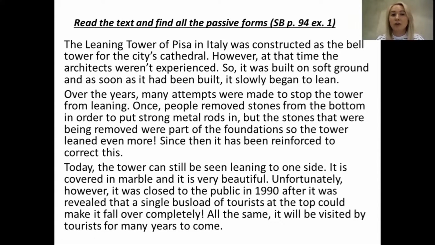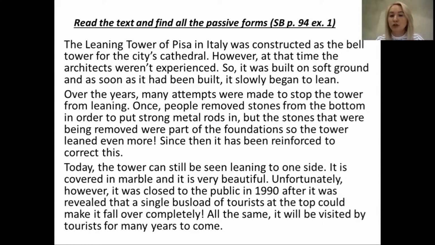The Leaning Tower of Pisa in Italy was constructed as the bell tower for the city's cathedral. However, at that time, the architects weren't experienced. So, it was built on soft ground, and as soon as it had been built, it slowly began to lean. Over the years, many attempts were made to stop the tower from leaning.